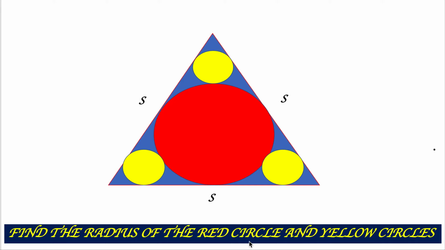The radius of the red circle and yellow circle. So this triangle, as we see here, all the sides are equal. It means it's an equilateral triangle. And we want to find the radius of the red circle and yellow circle.